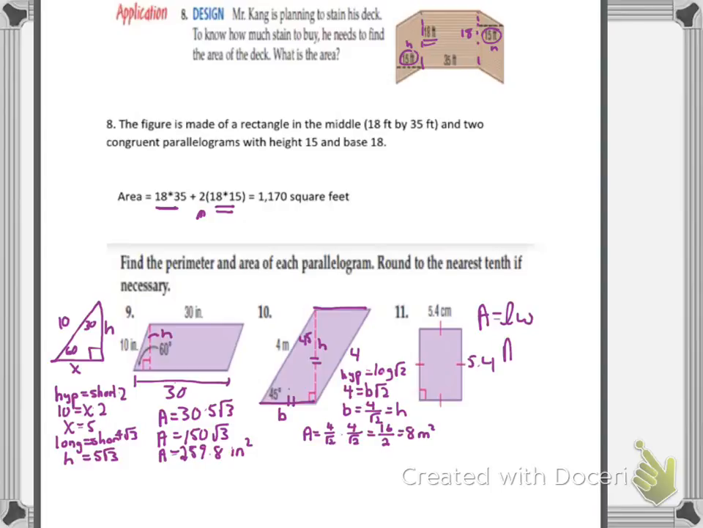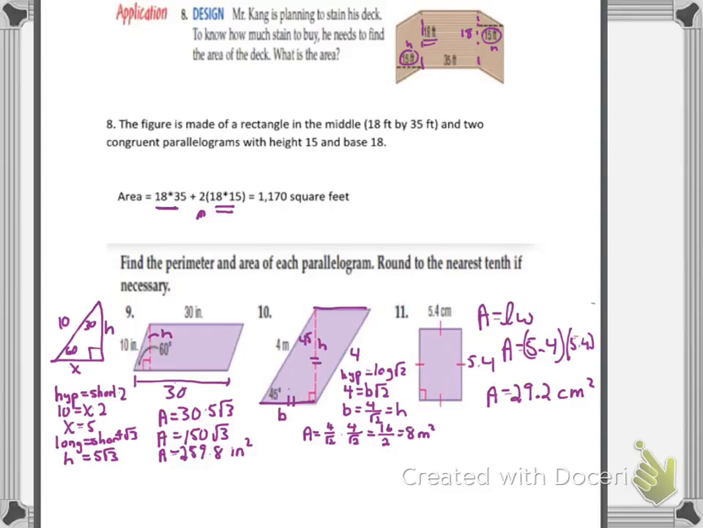So that's simply 5.4 times 5.4. And again, going to the calculator here, 5.4 times 5.4 is 29.16. To the nearest tenth, that's 29.2. So the area is 29.2 centimeters squared.